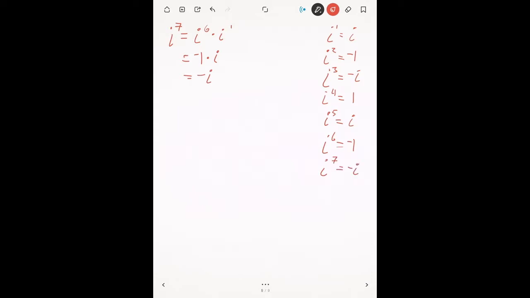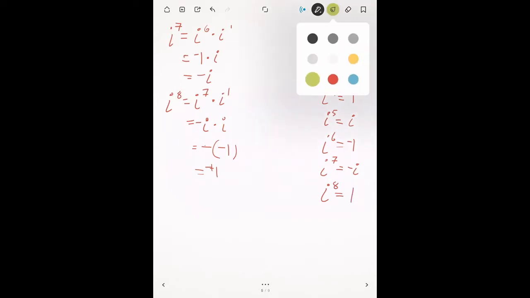There we go. And then just for kicks, let's go ahead and do i to the 8th. Using this technique, that's just i to the 7th times i to the 1st. i to the 7th we just said is -i, and i to the 1st is just regular i. Oh boy, so let's see. i times i is going to be -1. So I have -1 times -1, which results in +1. So i to the 8th equals +1.